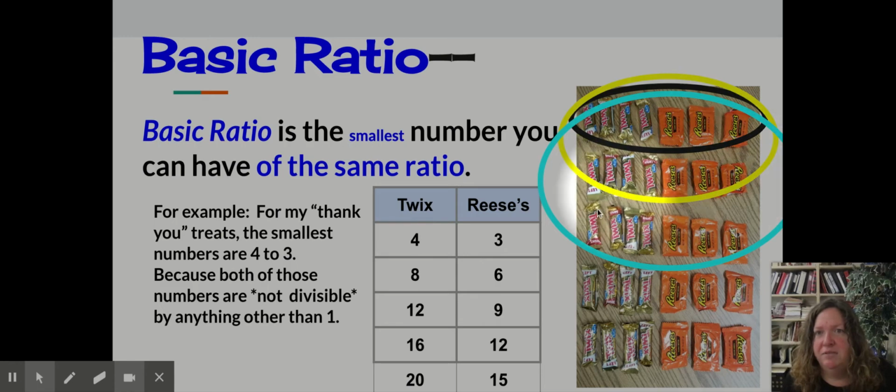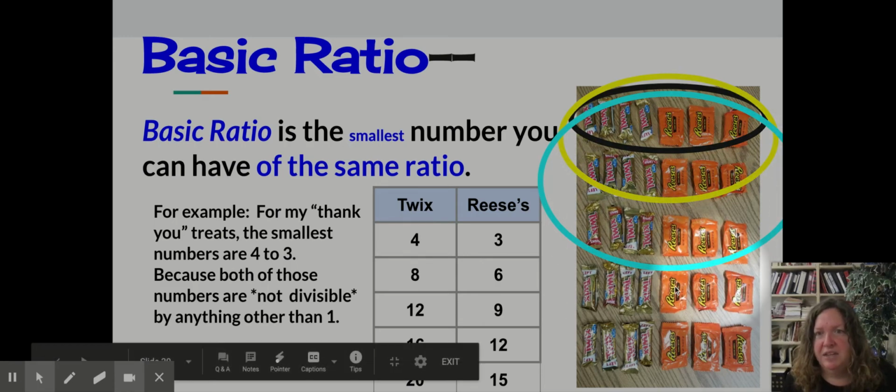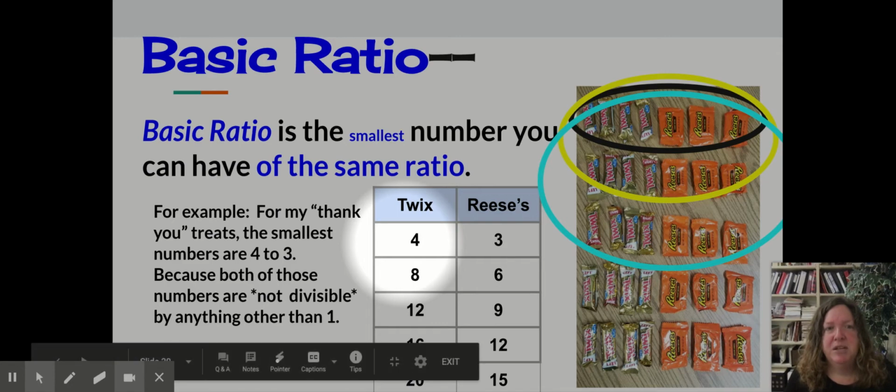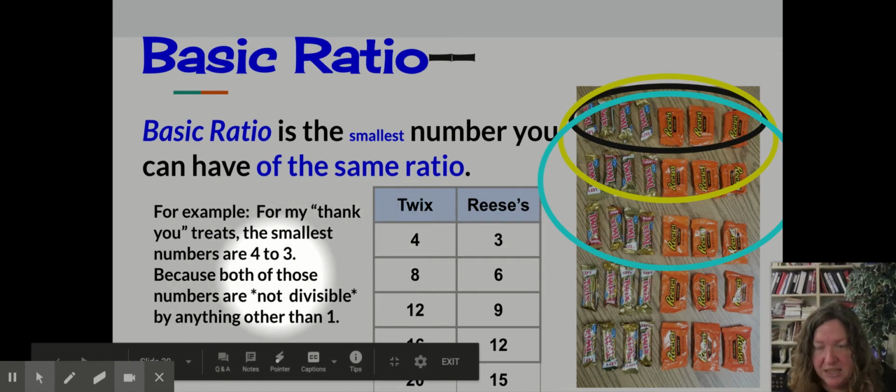Then all of these other ones, if we include all of these others, I could keep making even bigger circles and bigger circles to encompass that whole thing. Or I could look at it in a table like this. Those are all equivalent ratios. The basic ratio is the smallest number. And if you want to think about it mathematically and not logically, it's because both of those numbers are not divisible by anything that's not 1.